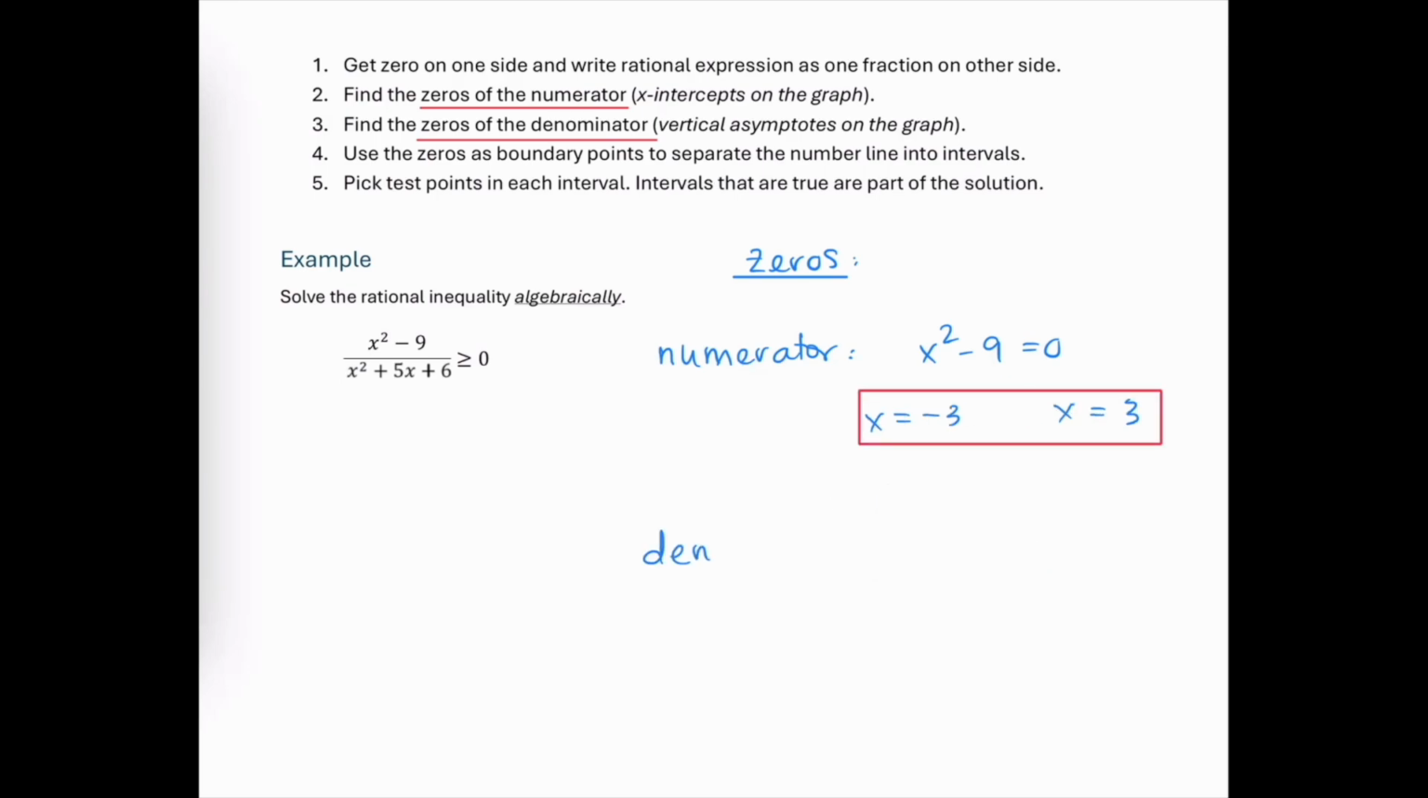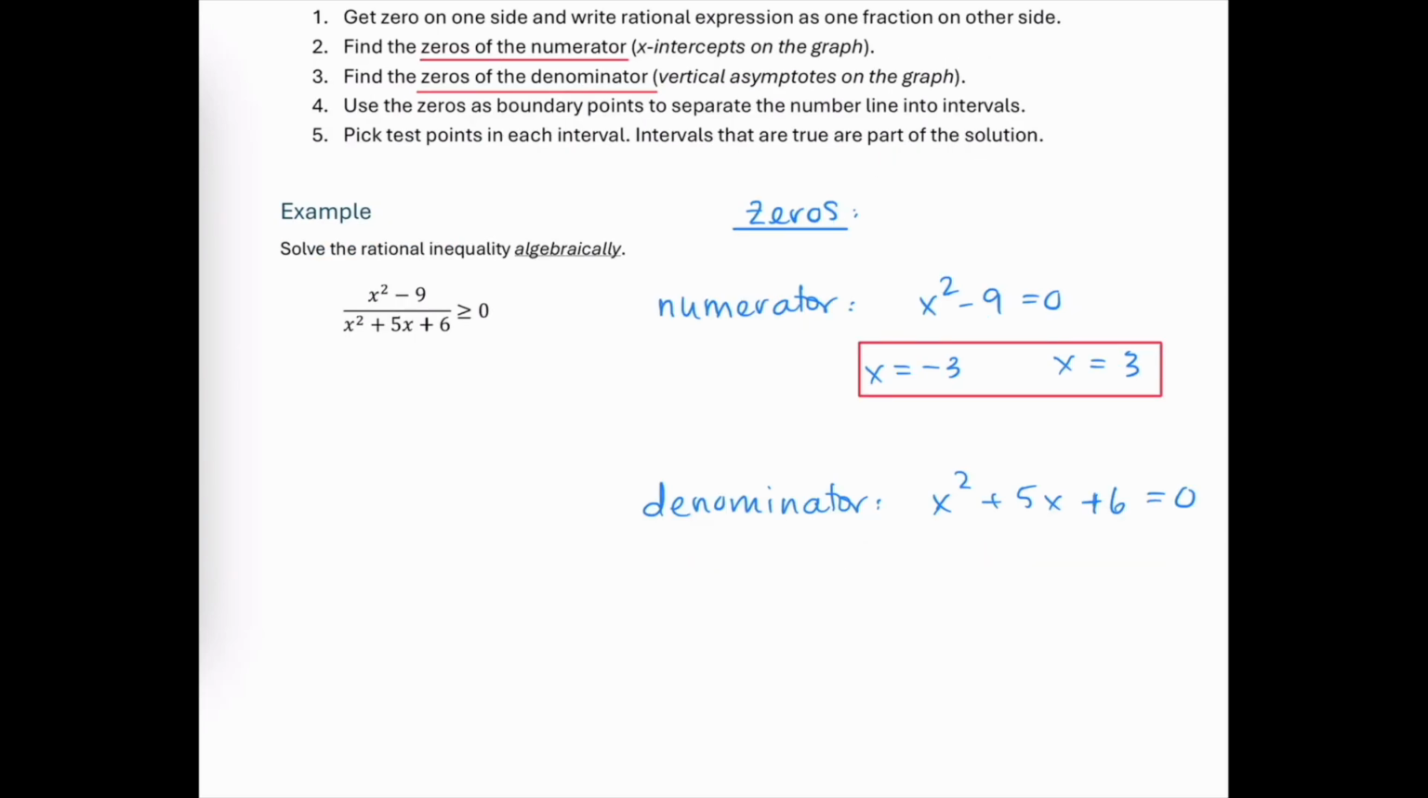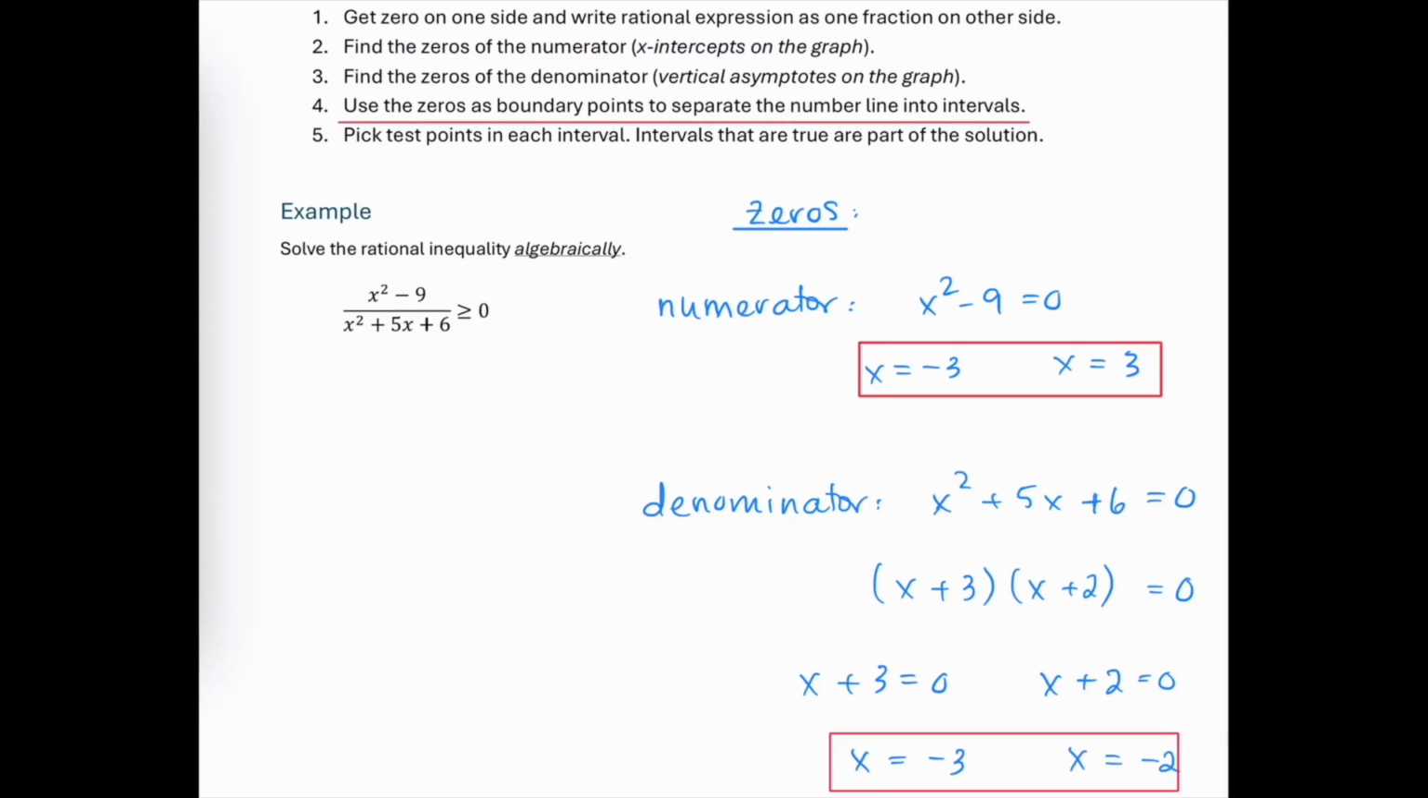To get the zeros of the denominator, we'll do the same thing. We take the denominator, set it equal to 0, and solve for x. This quadratic factors into x plus 3 times x plus 2. And when we set each of these equal to 0, we get that the zeros of the denominator are negative 3 and negative 2. Now these zeros become the boundary points that we plot on a number line and then test values inside the resulting intervals.